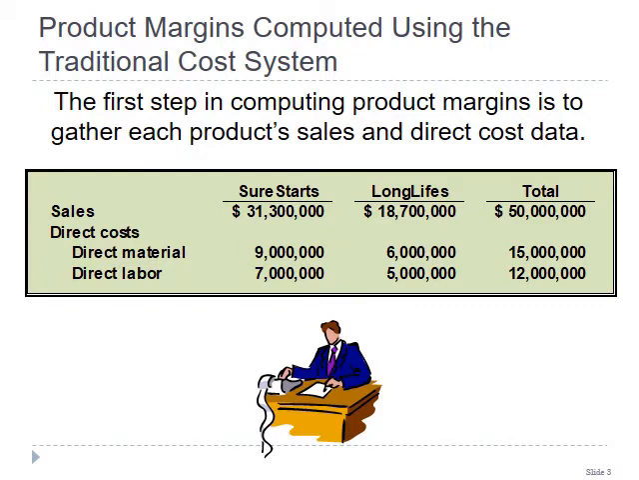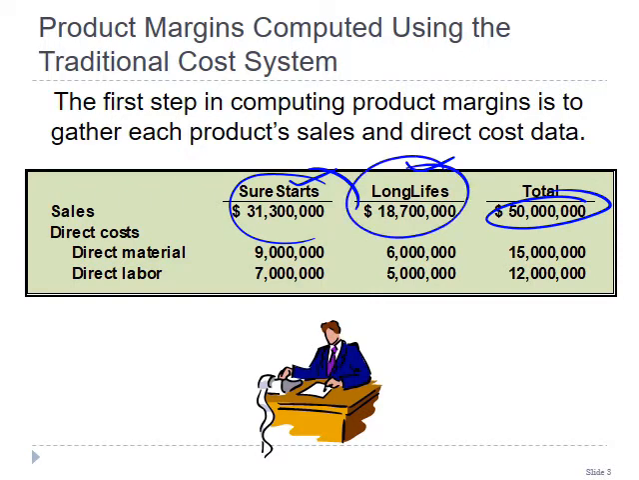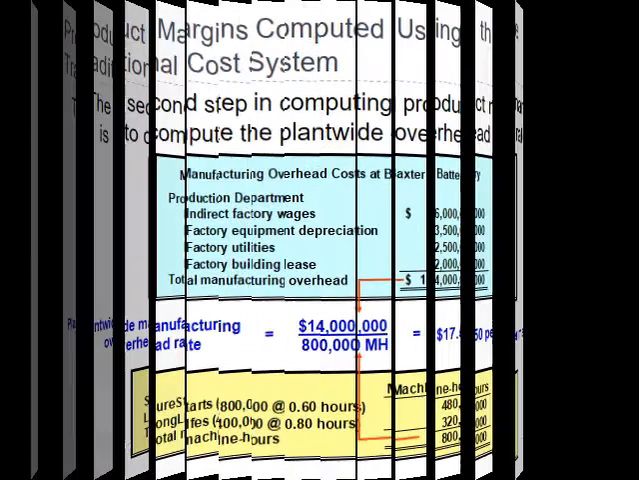Now the question arises: what if we are using our traditional costing method, then what would be our product margin? In that case, the scenario is going to be a little bit different. We are given the same data here. So 50 million is the sales, and how many units of Short Start and Long Life are sold, their respective data is given here. So let's see that.